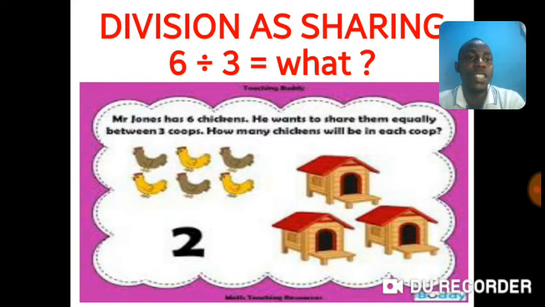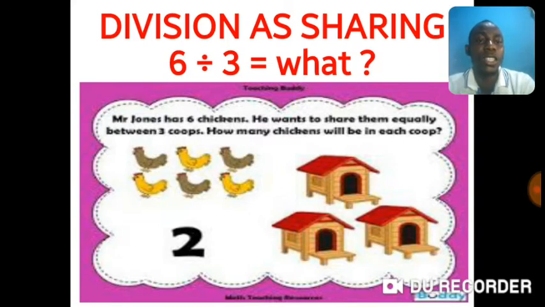Division as sharing. Division as sharing. Now, 6 divided by 3 is equal to what?